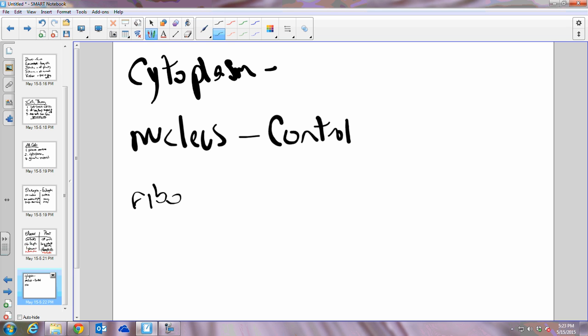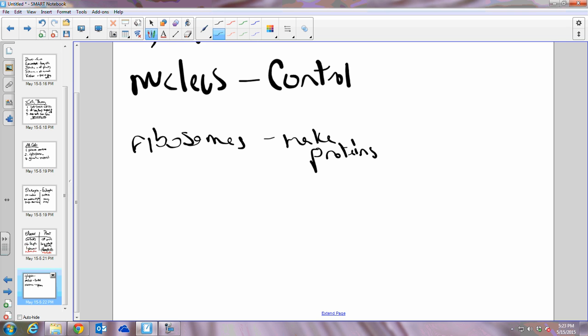Next are ribosomes. Ribosomes are where proteins are made. Now, it's more complicated than that. You know that, but we'll get there eventually. Then there is the endomembrane system.